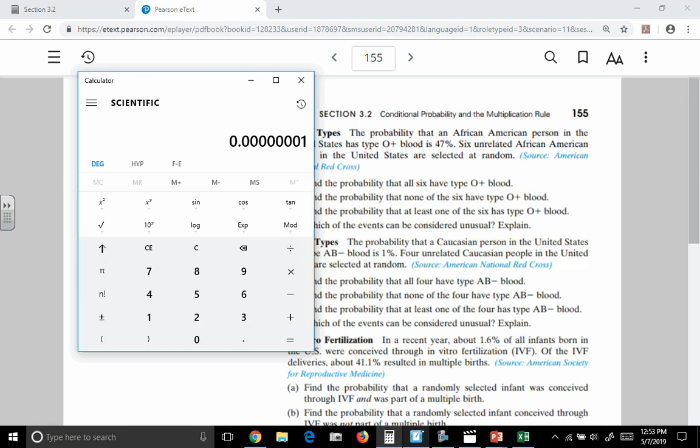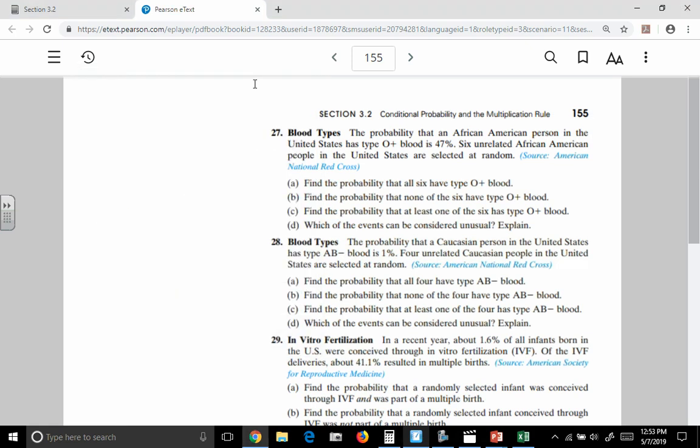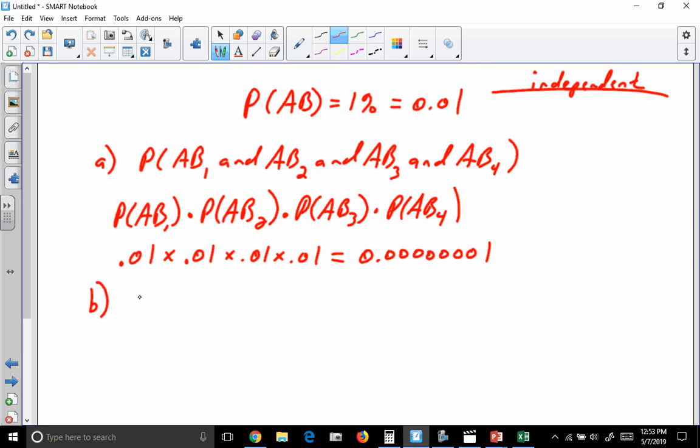So then let's look at the next part. Find the probability that none of the 4 types have AB blood. So if the likelihood that they do have AB blood is 0.01, then the probability that they do not have AB blood is just a complement. So 1 minus that probability. So the likelihood that they do not have AB blood, 99%, 0.99.